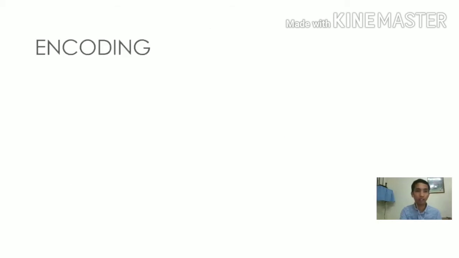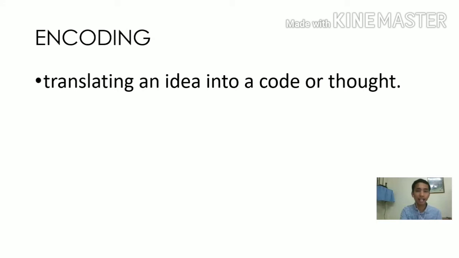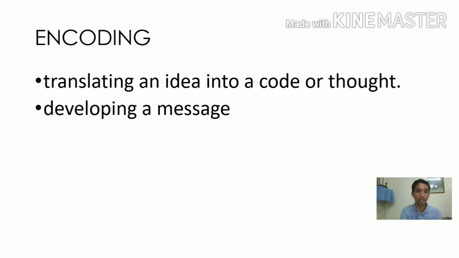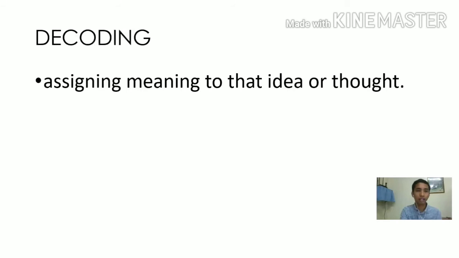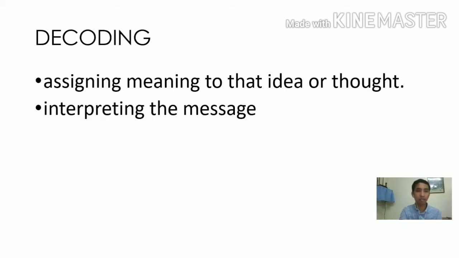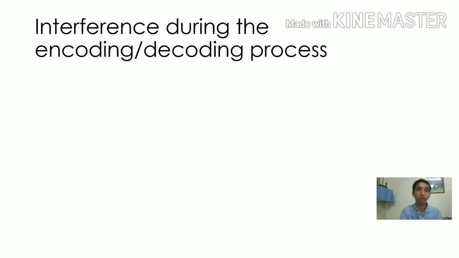What else? Encoding. Encoding is translating an idea into a code or thought. In other words, developing a message. While decoding is assigning meaning to that idea or thought. So you are already processing the code or interpreting the message, what was being transpired to you by the speaker or the one whom you are talking with. There is also interference during the encoding and decoding process. When we say interference, these are the problems that we encounter when we encode and decode the thought being said by the speaker.